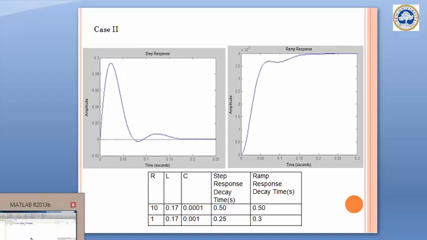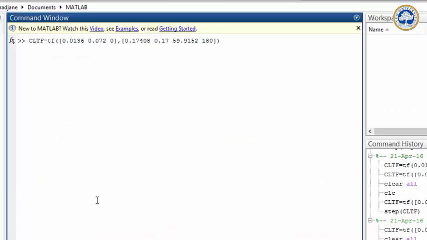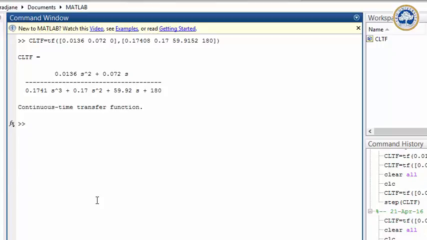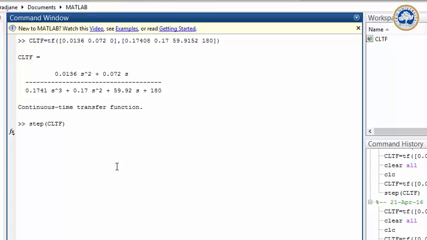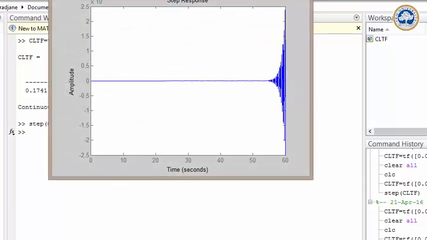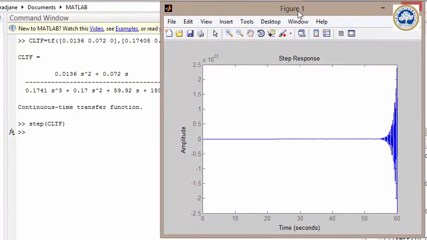Let us see how it works in MATLAB. Here, a step response simulation has been shown. A similar approach is needed for ramp response. As seen from the screen, this is the step response for the chosen transfer function.